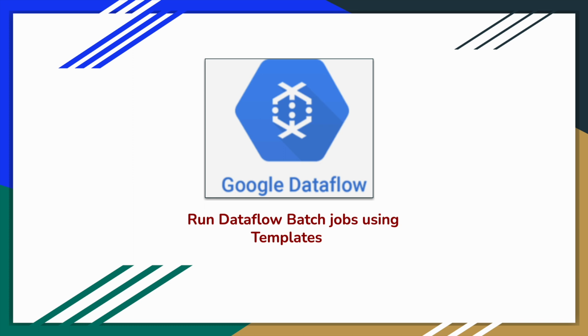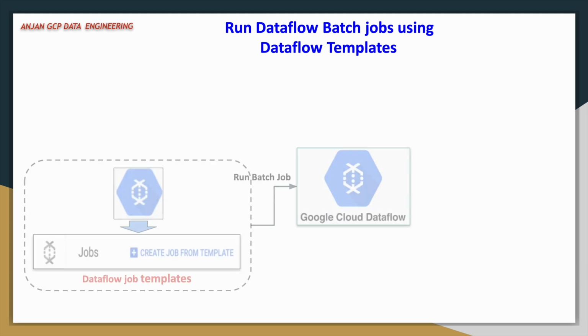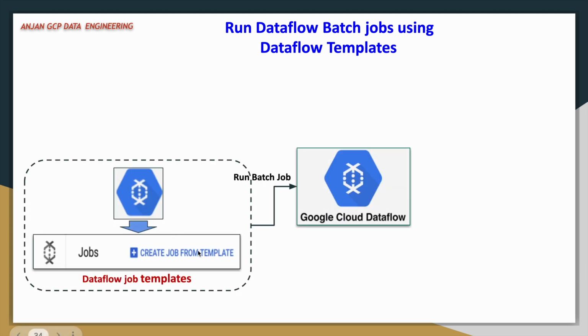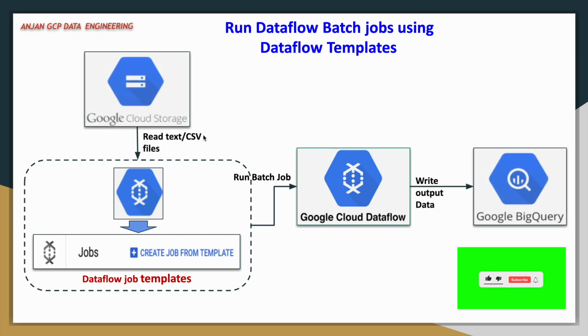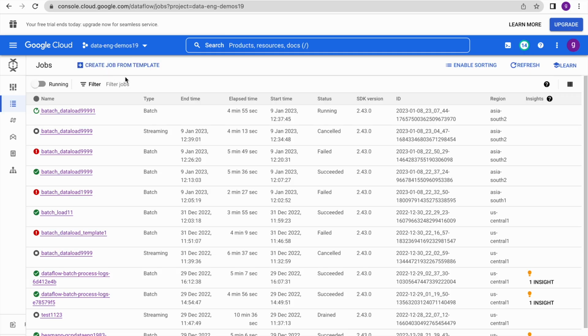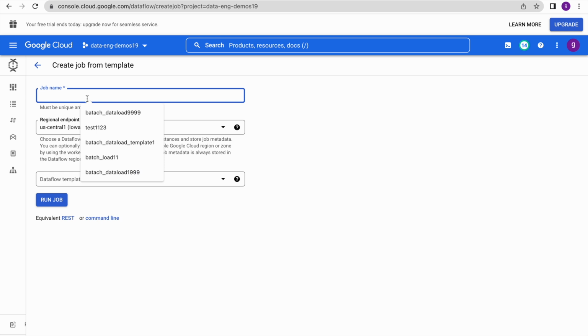Before going to the demo, we'll see a demo slide and then quickly move to the demo. We're using a template to run our Dataflow batch job. We read a text file from the Google Cloud Storage bucket, transform it, and write it into Google BigQuery. So let us quickly move to the demo. You can use this option, create job from template. First of all you have to provide the job name. Anyway, it is a demo.